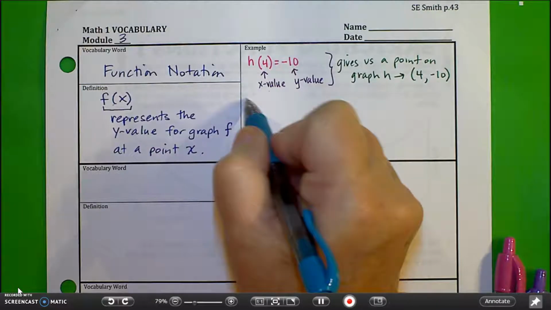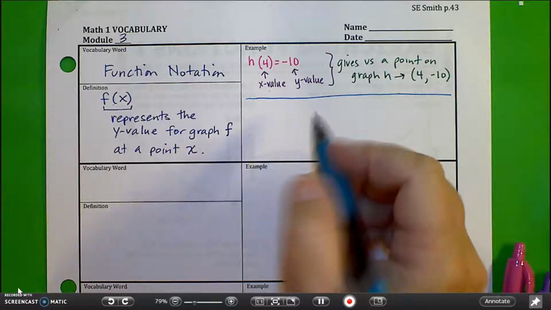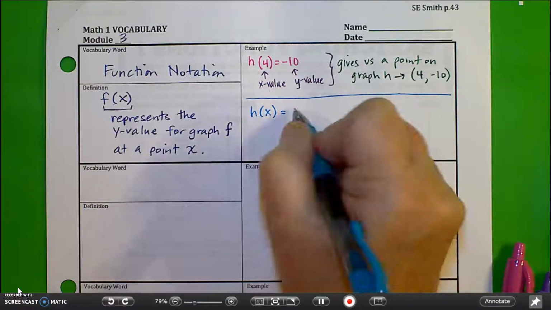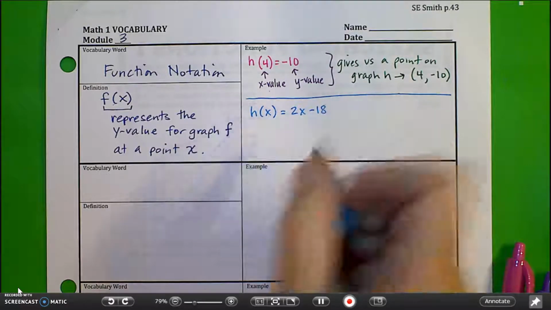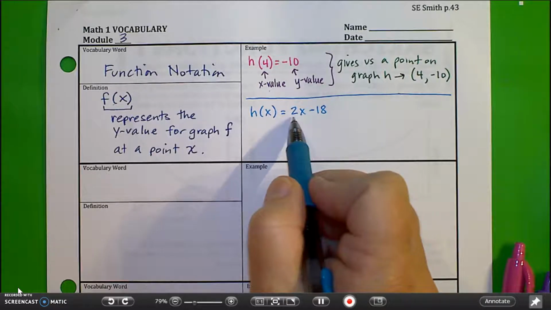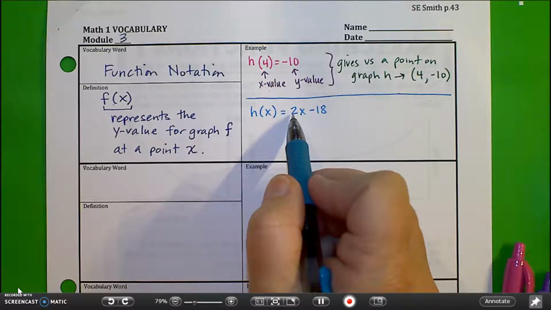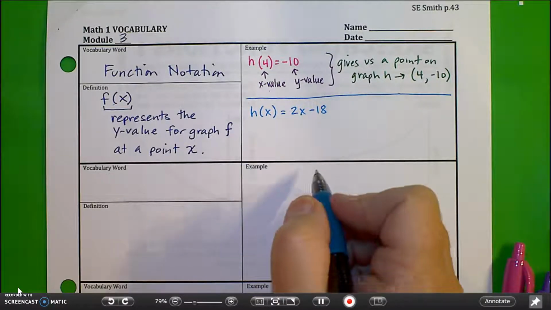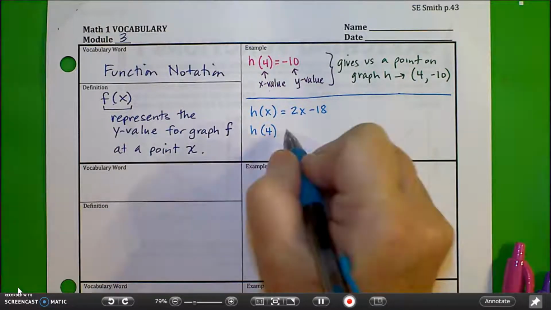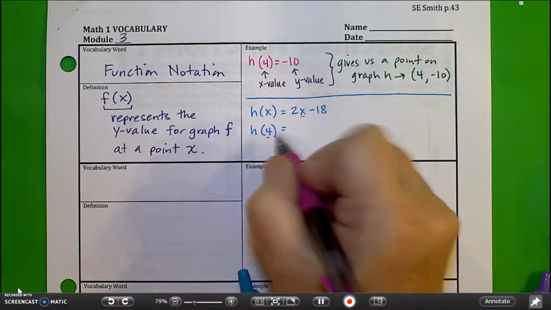Another way that we use function notation is to evaluate equations. So let's say h of x was equal to 2x minus 18. Let's say you were given that. So the graph is a line with the formula 2x minus 18. And if you were asked to find h of 4, basically what you do is you plug in 4 where the x value is.